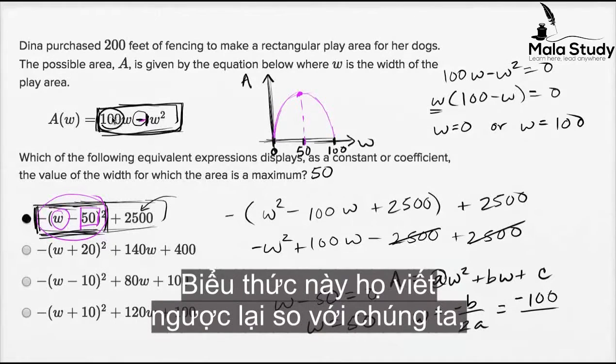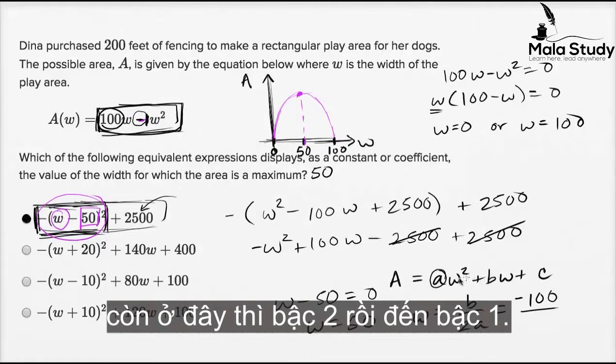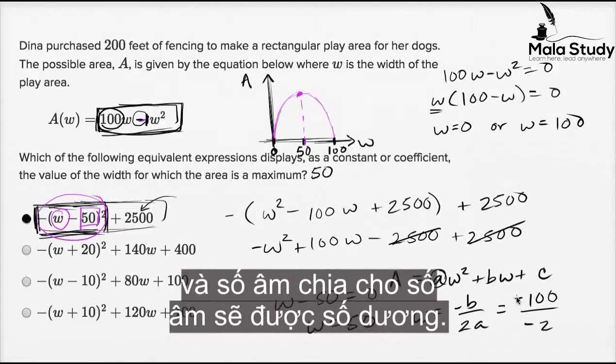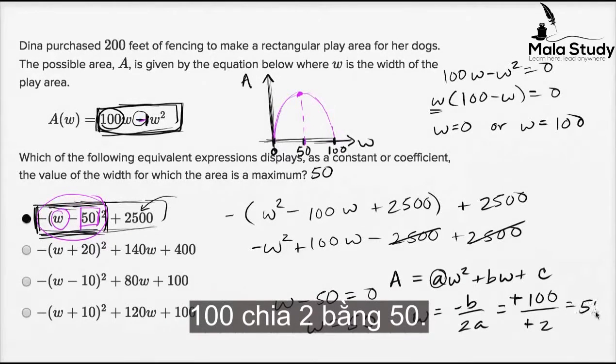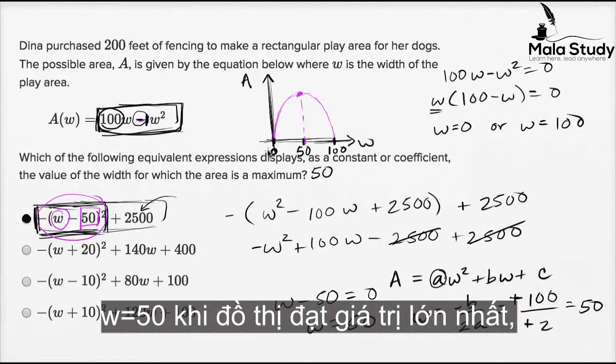They wrote it the other way around, where they have the first degree term and then the second degree. Here you have the second degree, then the first degree. But a is negative 1. 2 times a is negative 2. And then negative divided by a negative is a positive. 100 divided by 2 is 50. So any way you look at it, w equals 50 is when it hits the maximum value.